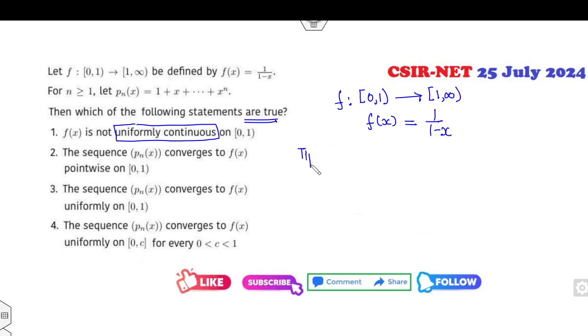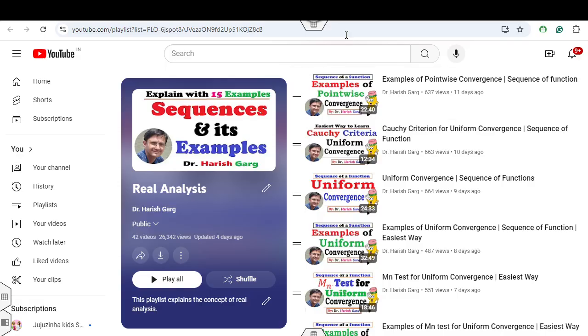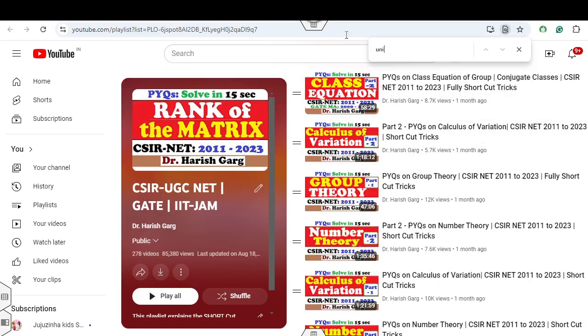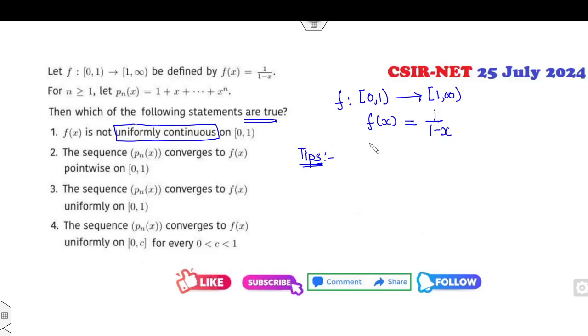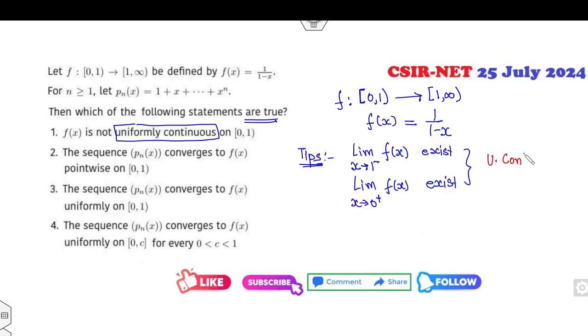What is the tip as I gave you in my uniform convergence lecture or uniform continuity lecture? If you watch this PYQ question series, for uniform continuity, what is the shortcut trick? As I told you, once you have the interval, your target is to find whether the limit of f(x) as x approaches 0 from the positive side exists. Once the limit at the endpoints of the interval exists, then we can say it is uniformly continuous.